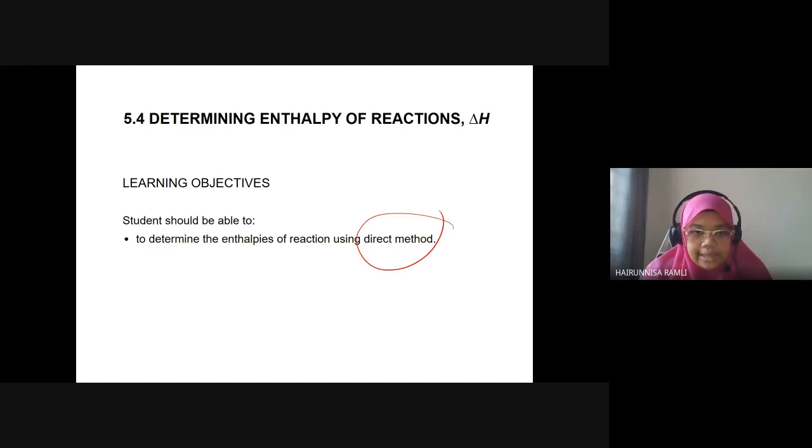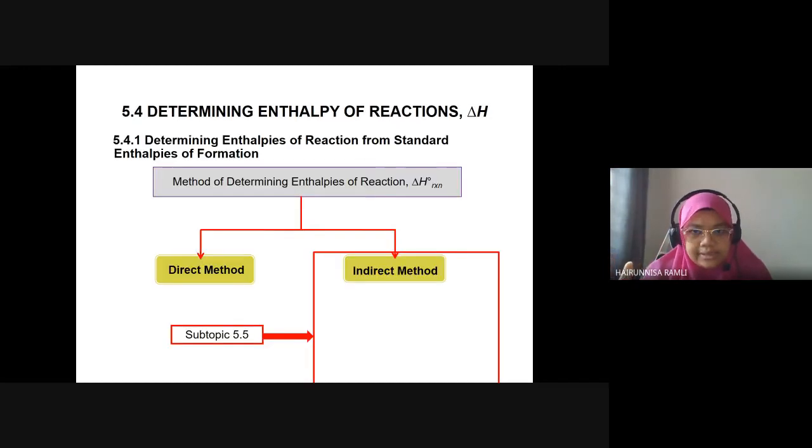Basically we have two methods to determine the enthalpies of reactions: the direct method and also the indirect method. The indirect method you will learn in the next subtopic, which is 5.5.